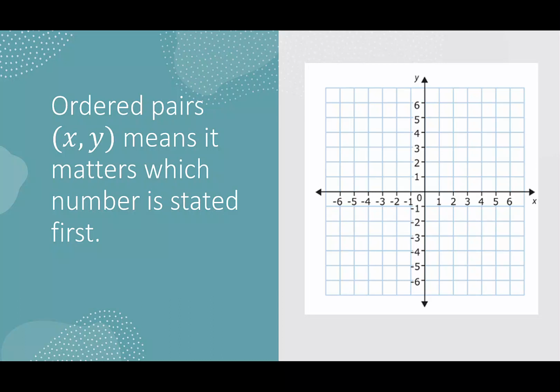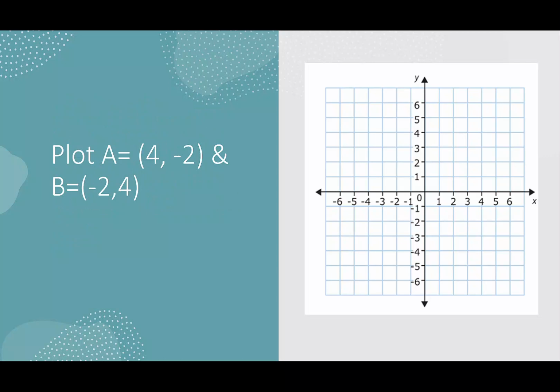Let me give you an example. Let's plot the points (4, -2) and (-2, 4). All I did here was switch the coordinates, but I want to show you how different those 2 points look. To graph the point (4, -2), I go 4 to the right and 2 down. We'll label that as A. To plot the point (-2, 4), I go 2 to the left and 4 up. Let's label that as B.